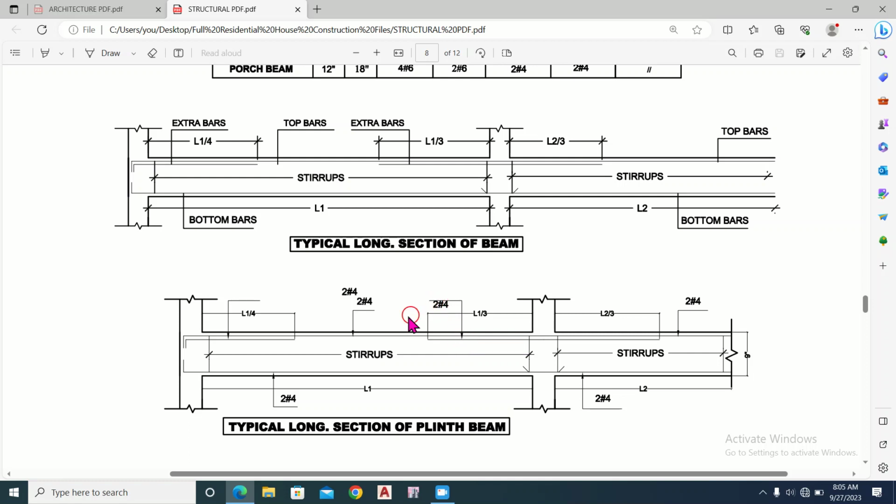This is the 2 number 4 bars, and this is the top main continuous bar. It should be provided along the long section of the beam as 2 number 4 bar. And here on this side of the support, in the plain beam, we have to provide the top extra bar at L by 3, till the length of L by 3, and this beam is continuous in this direction. This is the line of continuation, means the beam is continuous in this direction.